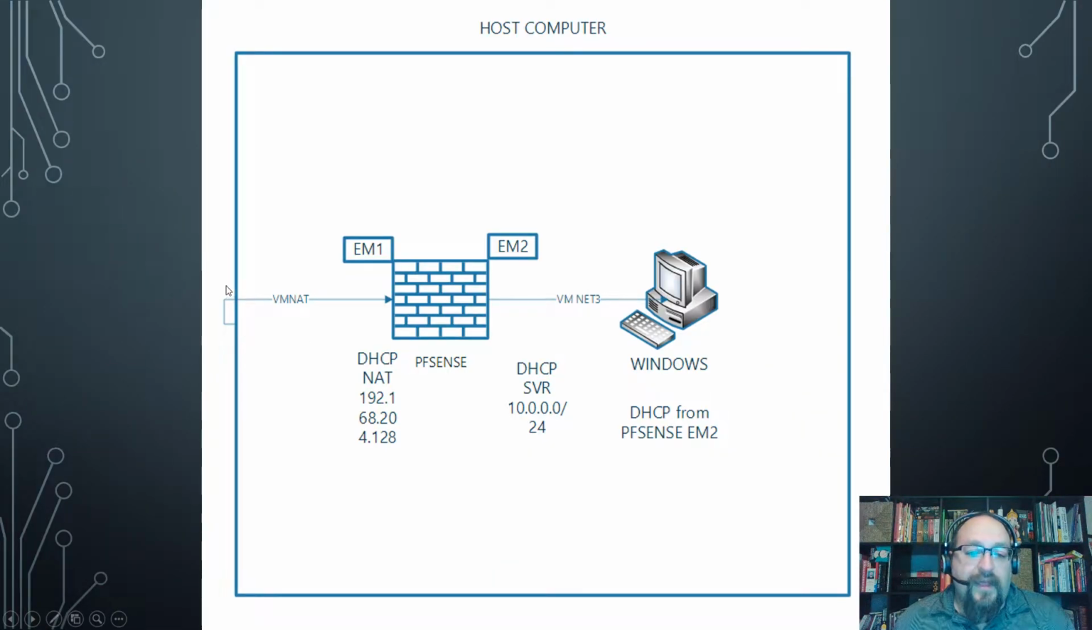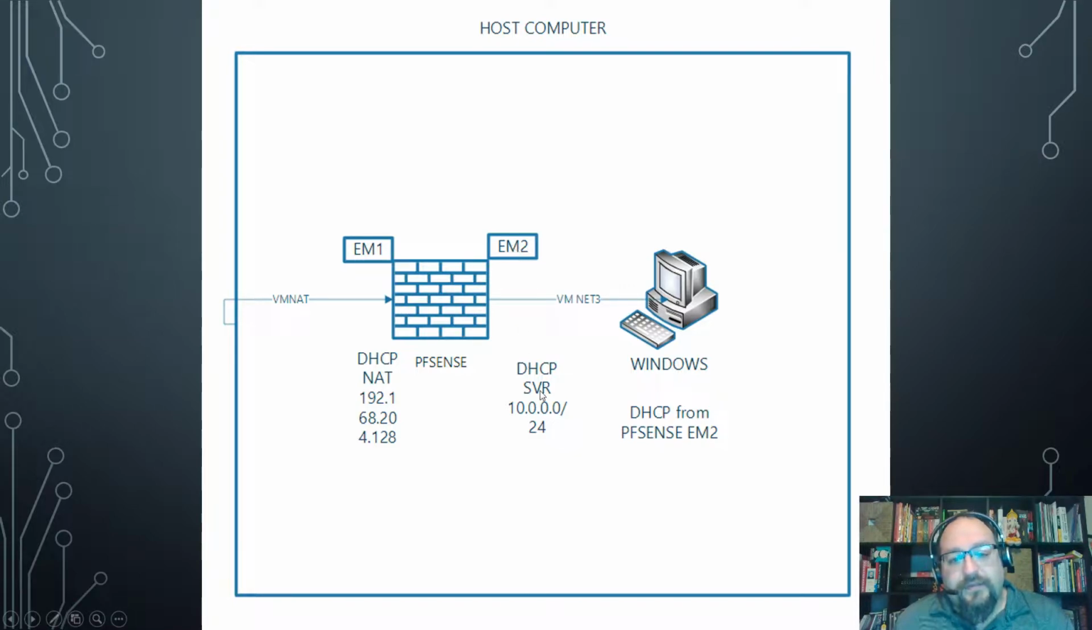Just a review, we have it going through our NAT, VMnet NAT, through EM1 on our pfSense, which gives us DHCP to allow for maximum transportability. So we can take it from school to work to home, desktop, laptop, whatever it may be.